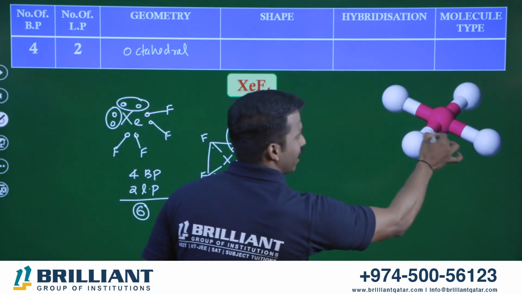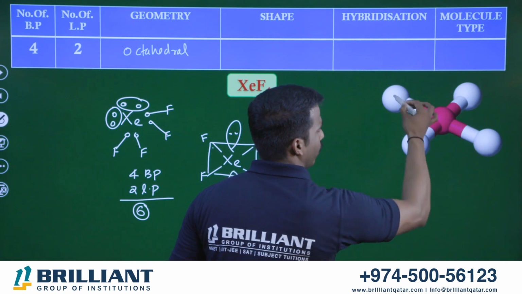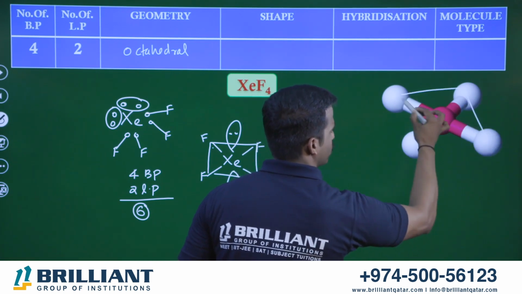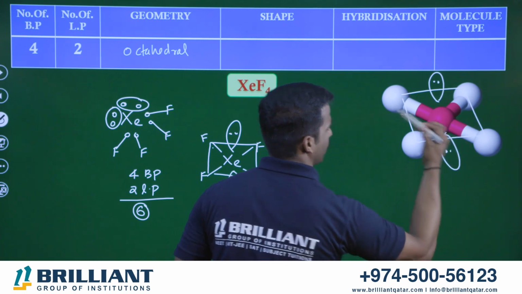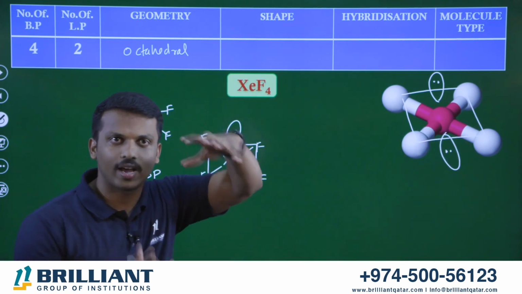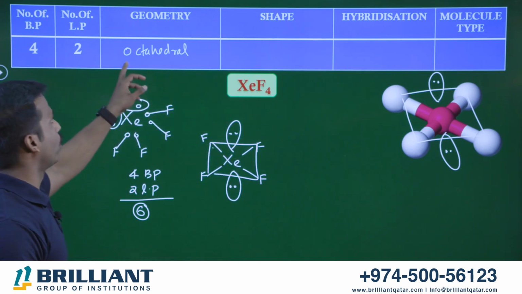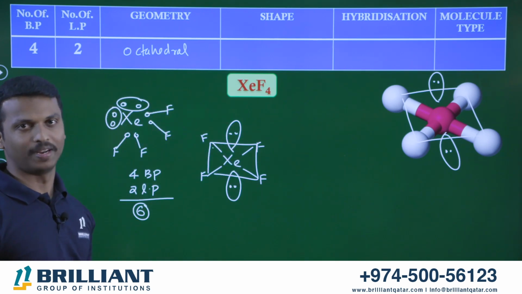This is the xenon central atom, fluorine, fluorine, fluorine, fluorine. It's making a square, right? It's making a square here. 1 lone pair above the plane, 1 lone pair below the plane. What is the geometry? It's called square bipyramidal. It is also known as octahedral geometry.